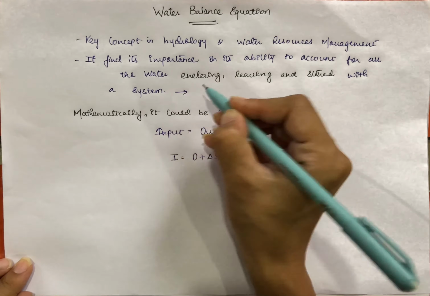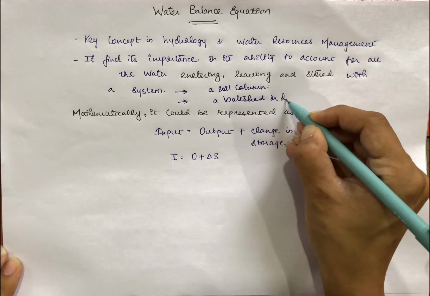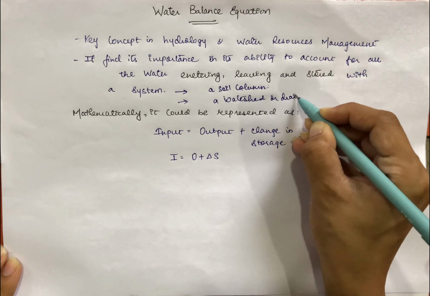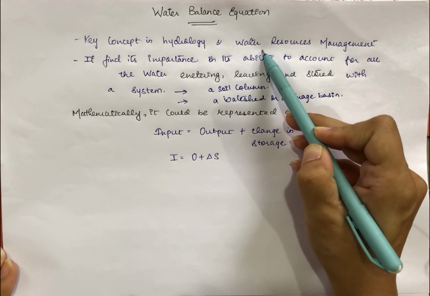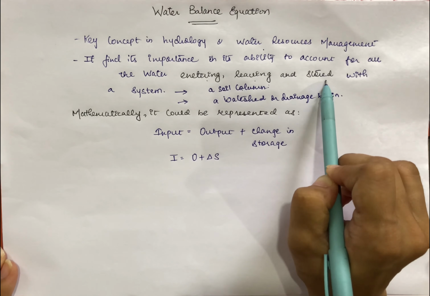Now when we refer to a system, this system could be anything. It could be a soil column. So what is the amount of water which is entering into a soil, what is the amount of water which is leaving from the soil, and what is the amount of water which is getting stored in the pores of the soil. So here also we can apply a water balance equation, and it could also be an entire watershed or drainage basin. Basically it is a system which represents the total amount of water which is entering into a system, leaving from that system and getting stored in that system.